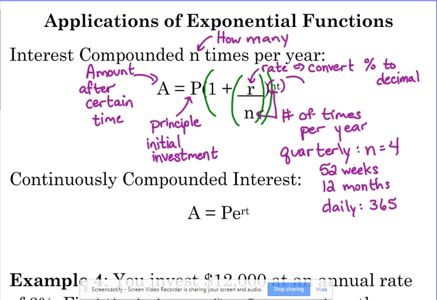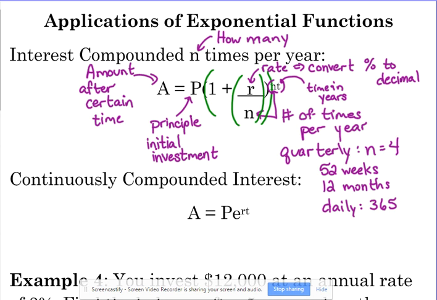And then t, what does t stand for? Time in years. Okay, t is time in years. Because n is already a measure of time, but that's talking about the number of times per year that it's compounded. t is how many years you're talking about this account being in effect. Okay, so that's if it's compounded a certain number of times per year.